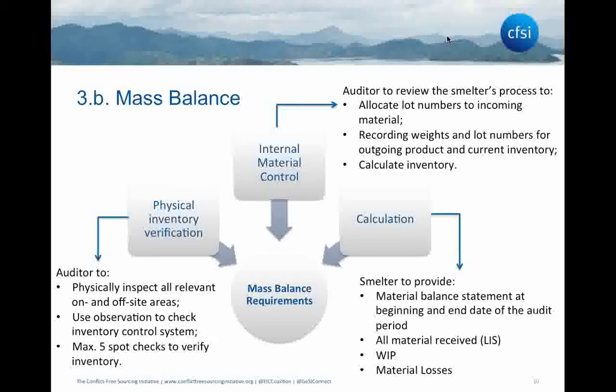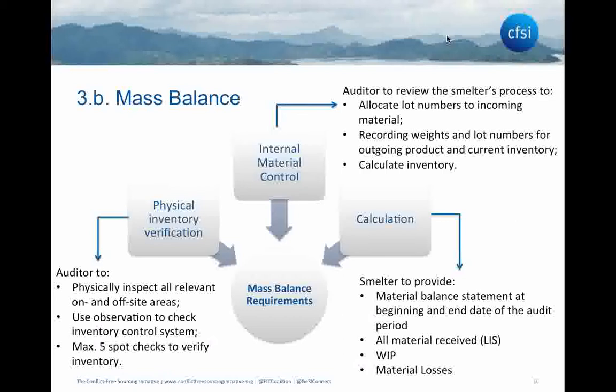Lastly, for the mass balance requirements, the actual mass balance calculation needs to be completed using the template in the line item summary. The smelter will have to provide a material balance statement for the beginning and the end date of the audit period, a list of all the material received, which is the line item summary, work in progress, as well as estimated material losses if such calculations are available for the smelter in question.